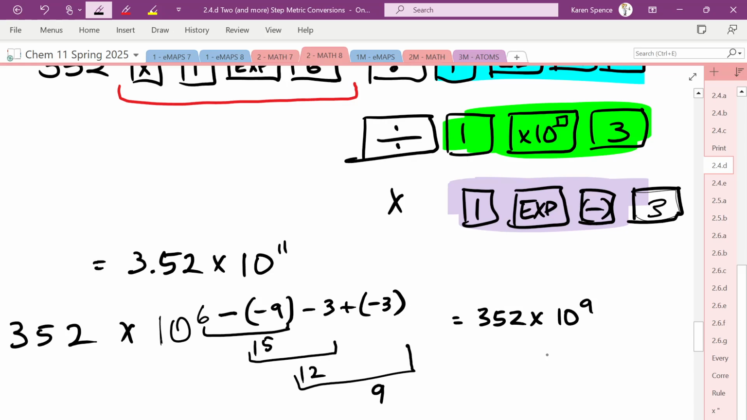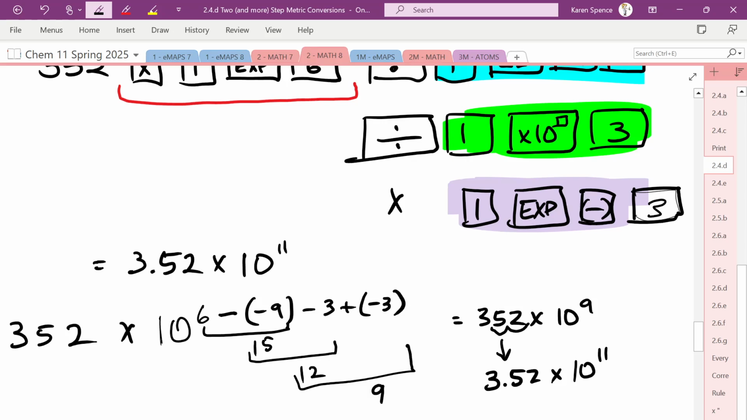We always change it into scientific notation. So that would become 3.52. That got smaller, so the 10 to the 9 has to get 2 places bigger, 10 to the 11.